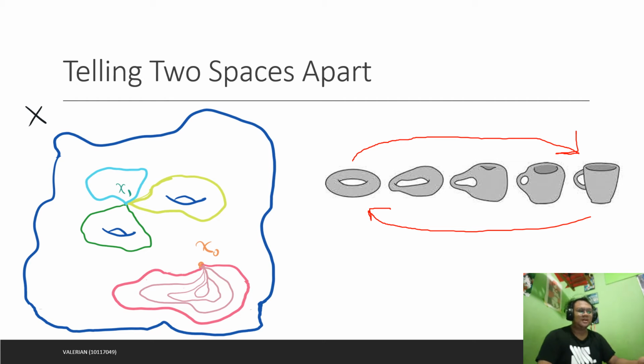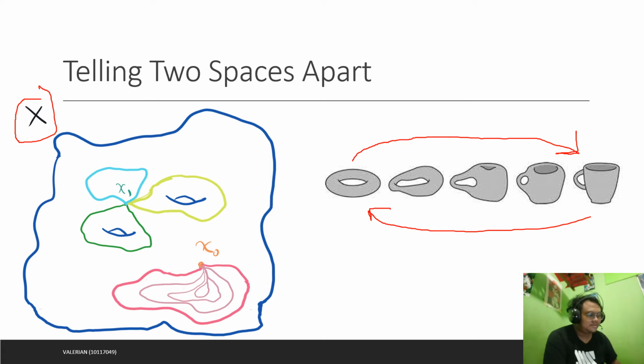Now a question arises: how do we tell two spaces apart up to homeomorphism? In the 19th century, Henri Poincaré had an idea. How about we consider a loop in a topological space? Now, let's consider this topological space X, an ugly looking dog-shaped space. It doesn't matter.